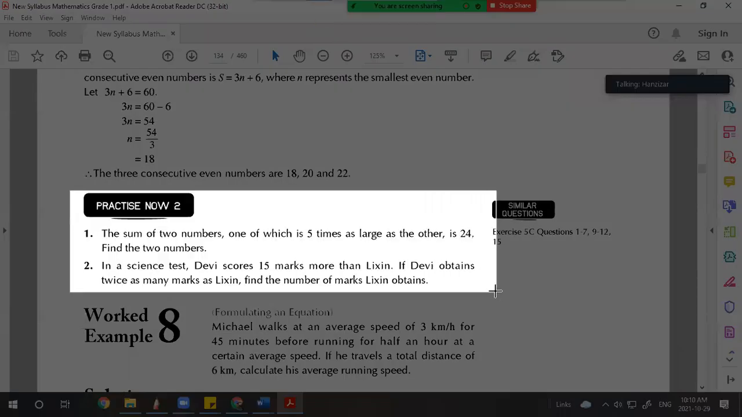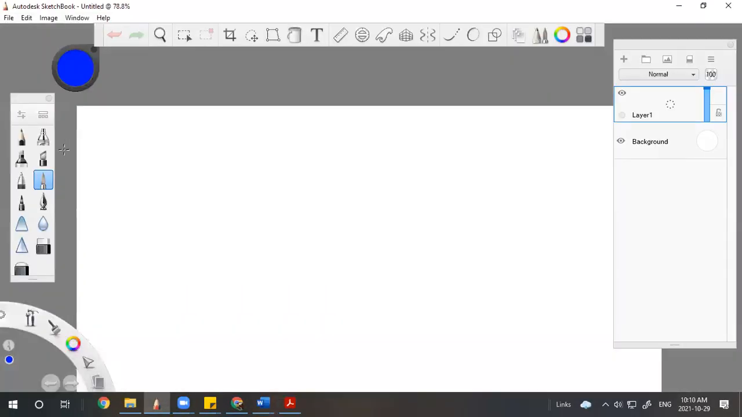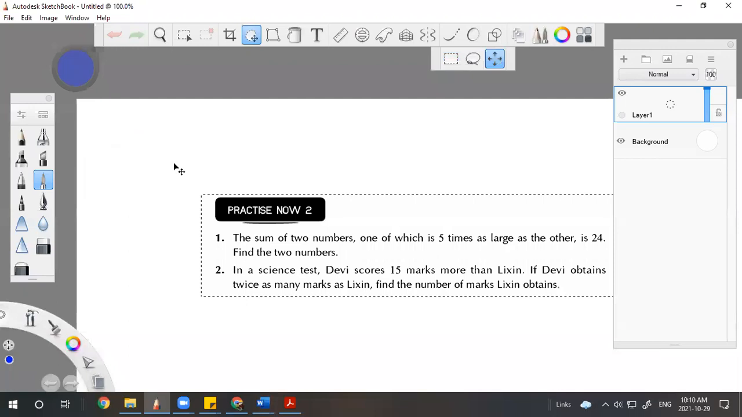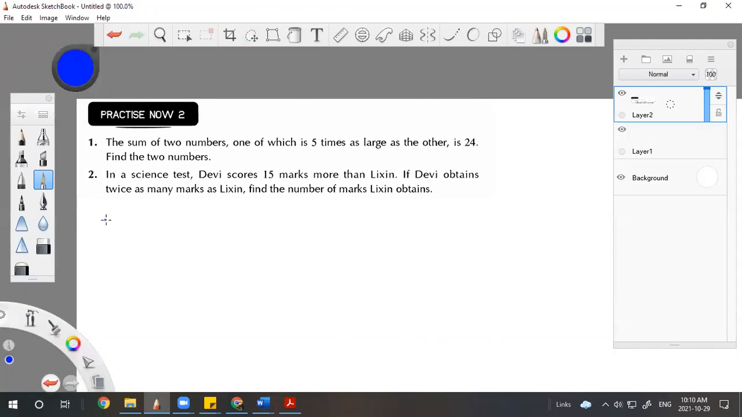The sum of two numbers, one is 5 times as large as the other, is 24. Okay, this is quite interesting. So when you look at this question, you have to try the model, I mean the algebraic model, not the model with the squares like that. So for example, the first number is n. The second number will be 5 times larger, right? 5n. And the sum is 24.